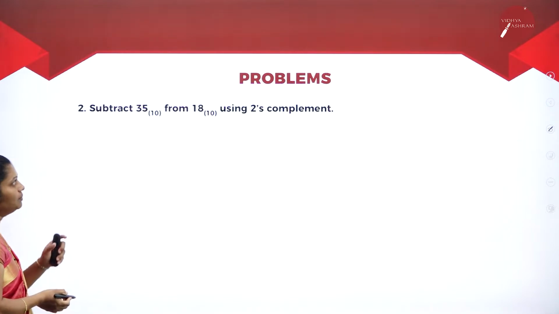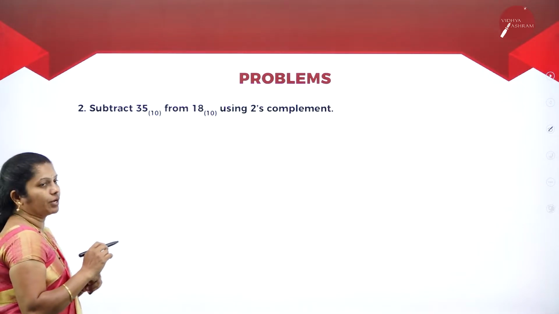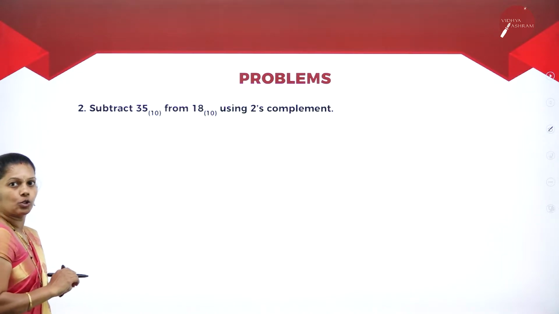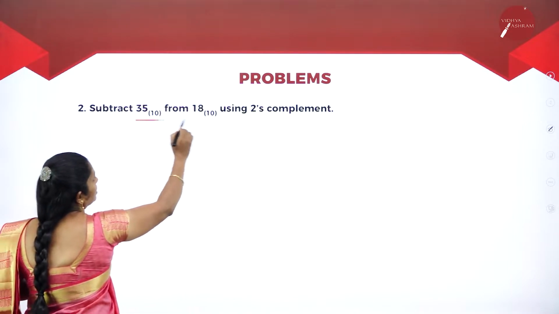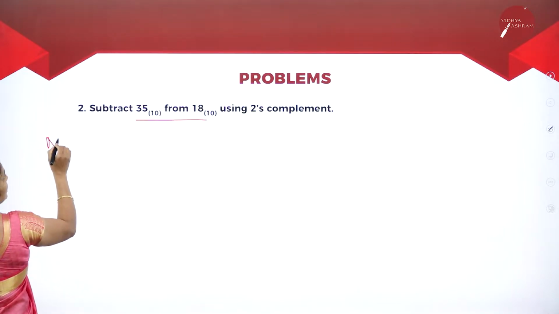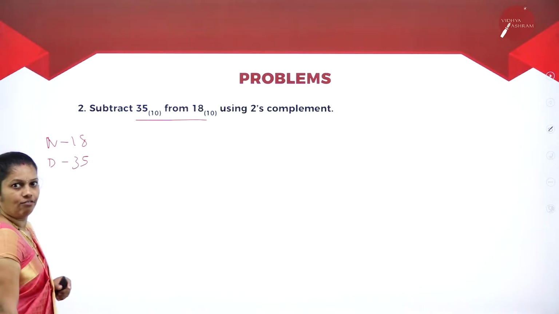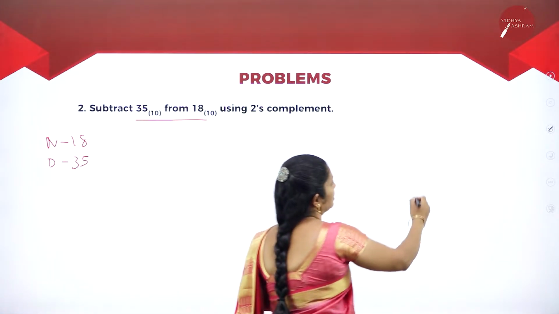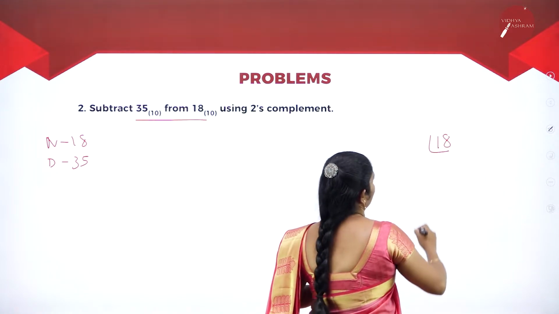Consider one more problem. Here you have to subtract 35 from 18 using 2's complement. How to find it? First, from this you can observe the numerator represents 18 and the denominator represents 35. Find the binary value for both numbers. For 18, you have to find the binary value, as well as for 35.